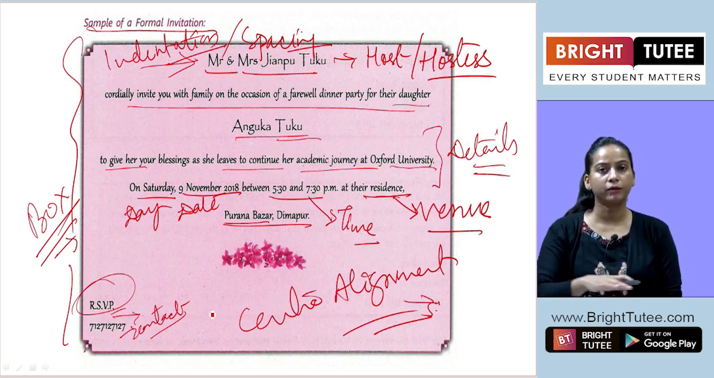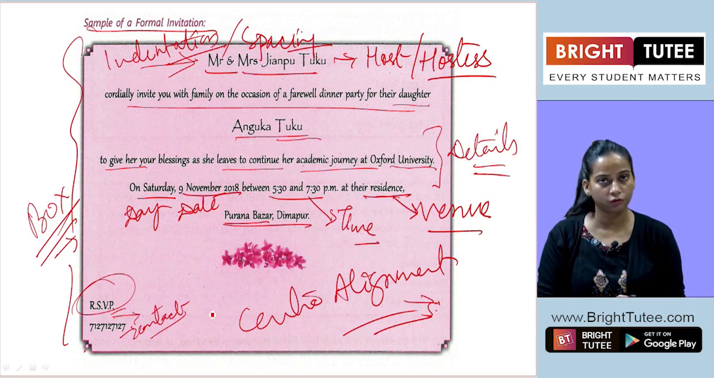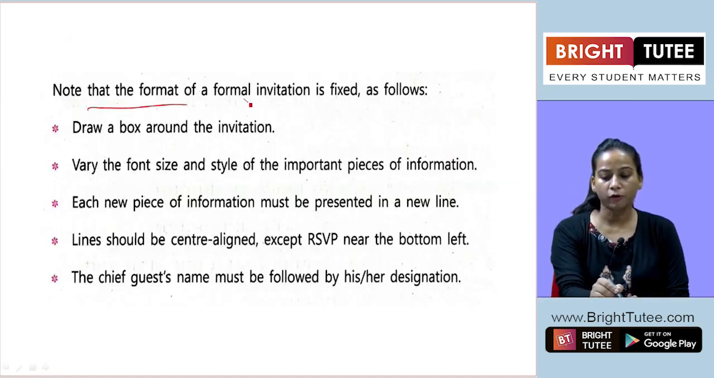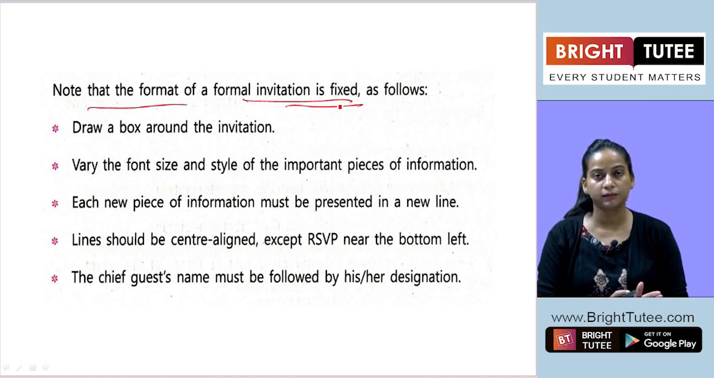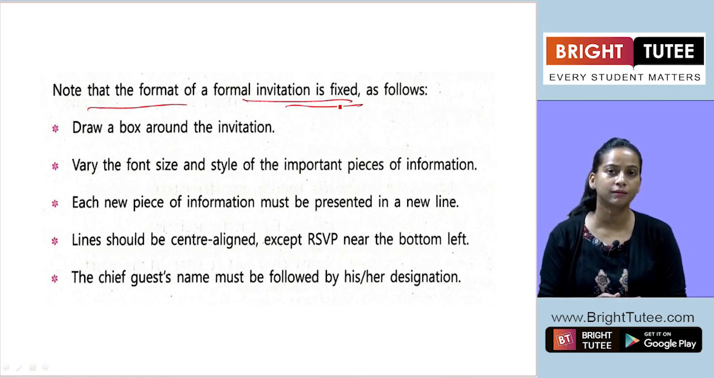So hopefully the format of this formal invitation is clear to each and everyone. You have to note down that the format of formal invitation is fixed. All the things that we have already seen in the sample, we are going to discuss here in the points that you have to follow. Few more things are there. The important points we have seen: the name of the host, hostess, the event we have to mention, then the day, date, timing and the venue. After that, if any chief guest is there, we have to mention that. But few more things are there on how you are going to make your formal invitation more attractive. So we'll talk about that.